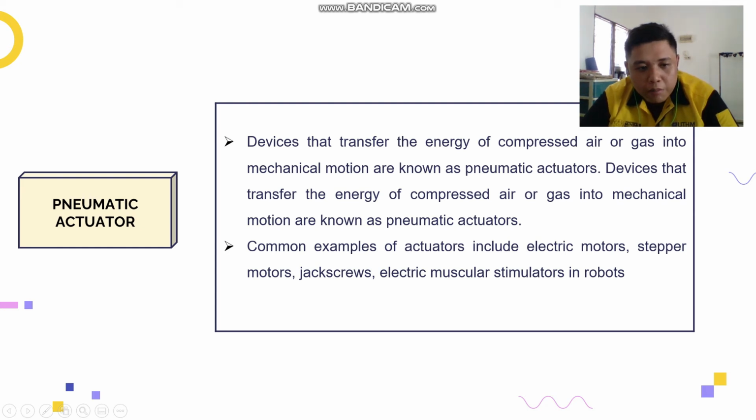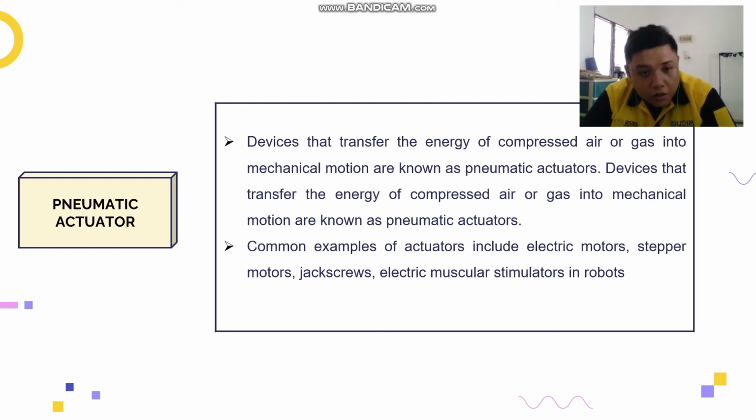I will present about the actuators. The pneumatic actuator is a device that transfers the energy of compressed air or gas into mechanical motion. Common examples of actuators include the electric motor, stepper motor, jack screw, electric muscular stimulator, and robots. This is the kind of actuator that we apply in our system.